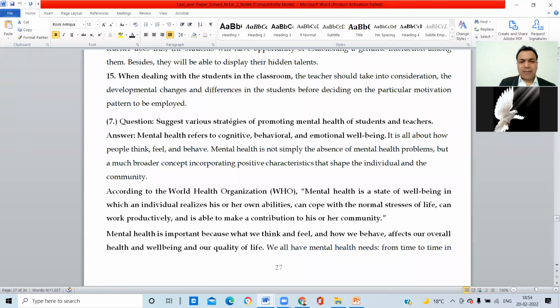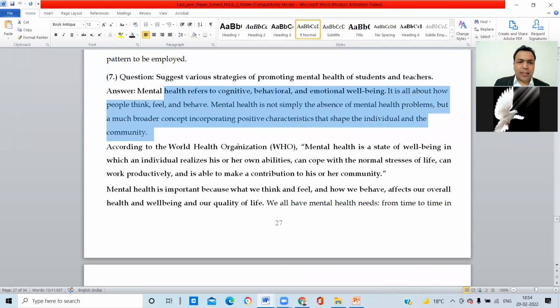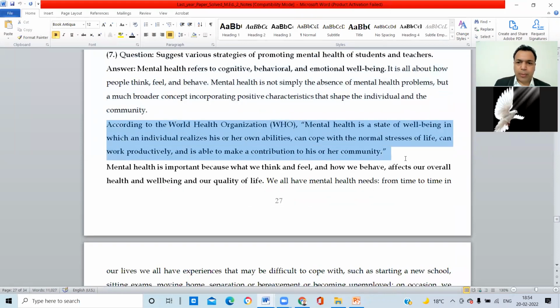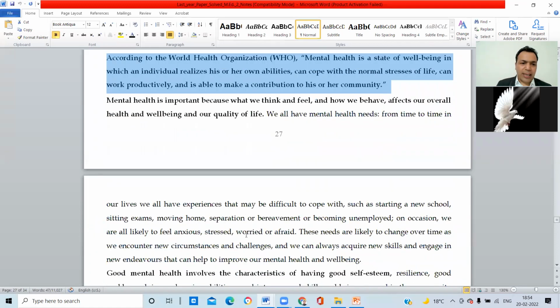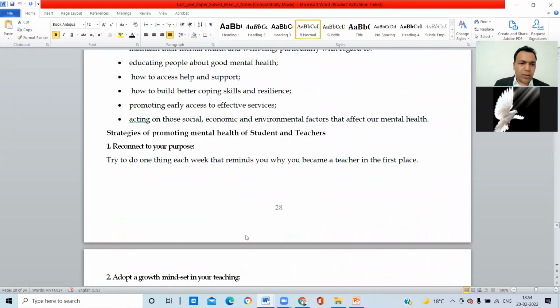The second last question is, suggest various strategies of promoting mental health of a student and teacher. Here you have to talk about mental health. You can give one definition of it. The World Health Organization has said mental health is a state of well-being in which an individual realizes his own abilities, can cope with normal stresses of life, can work productively, and is able to make a contribution to his community.